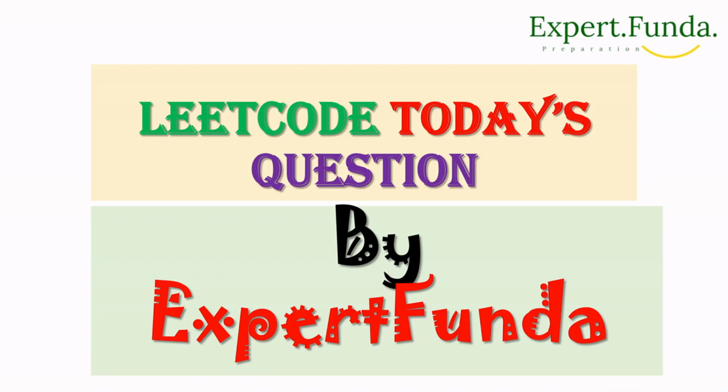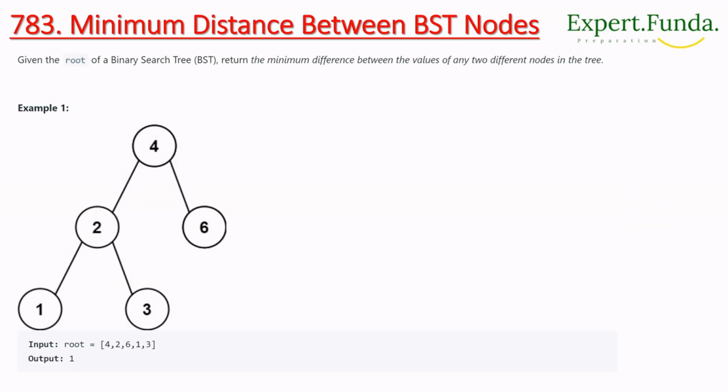So today we are going to see the question 783, Minimum Distance Between BST Nodes. We are given the root of a binary search tree, and we have to return the minimum difference between the values of any two different nodes in the tree.